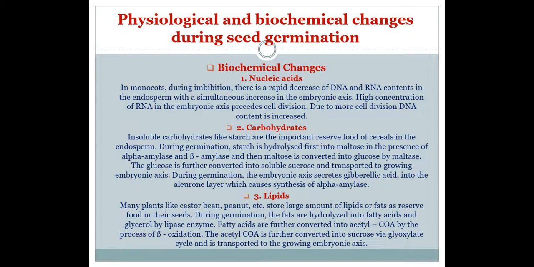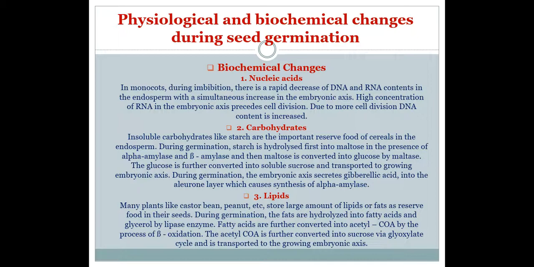Next is carbohydrates. Insoluble carbohydrates like starch are the important reserve food for cereals in the endosperm. During germination, starch is hydrolyzed first into maltose in the presence of alpha amylase and beta amylase, and then maltose is converted into glucose by maltase. The glucose is further converted into soluble sucrose and transported to the growing embryonic axis. During germination, the embryonic axis secretes gibberellic acid into the aleurone layer and causes synthesis of alpha amylase.